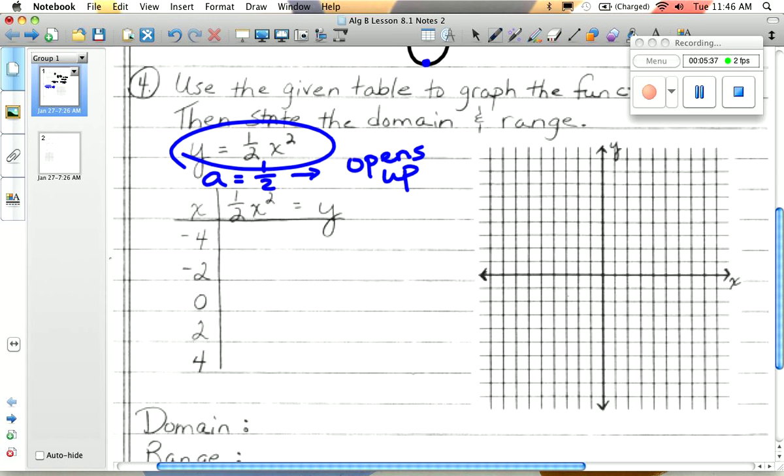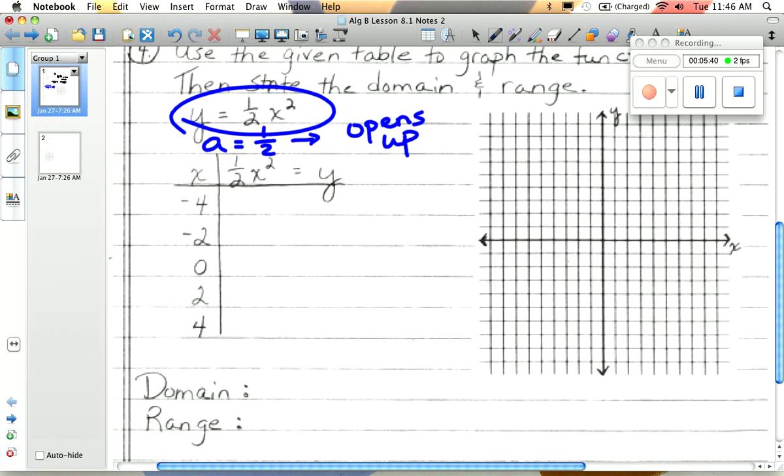Okay, so I've chosen some x values for you so that we'll get a good graph. When we graph a quadratic function, we always use a minimum of 5 points. Sometimes we even use more than 5. So this time I picked 5 x values, so we're going with the minimum amount of them. And we're going to substitute our x value into the function and get our y value.